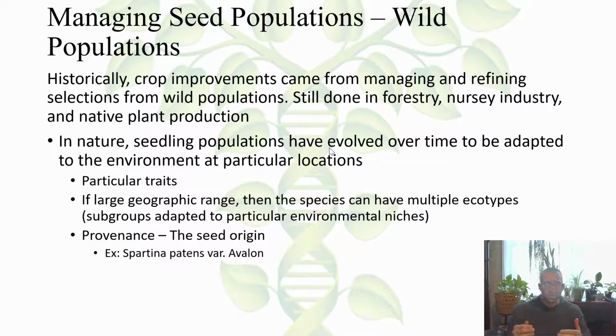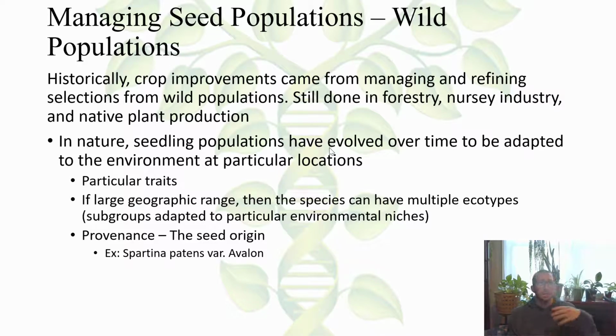And what we're essentially going to be looking at is we're going to start with least managed and go to more managed, right? So historically, crop improvements came from managing and refining wild populations. And this is still done in forestry, in the nursery industry, and in native plant propagation. So this is important in some of the stuff that I do for my day job in habitat restoration. We utilize wild populations. We get seeds from wild populations.